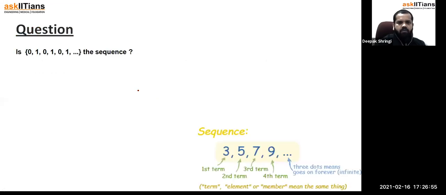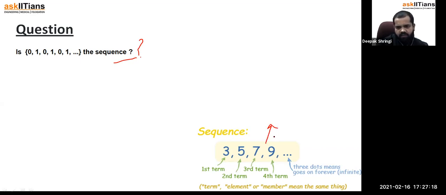Now there is a question for you: 0, 1, 0, 1, 0, dash, dash, dash. Just tell me if it is a sequence or not. An example is also written there: the sequence 3, 5, 7, 9. First, tell me if it is a sequence or not.